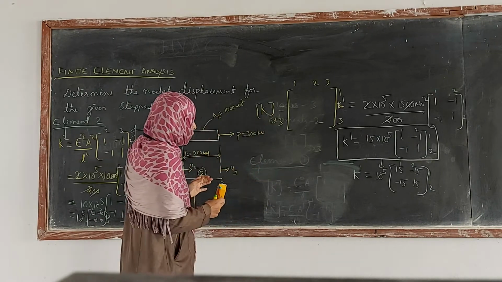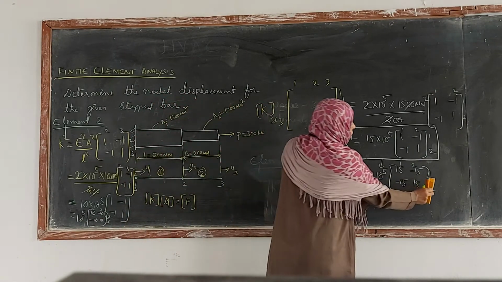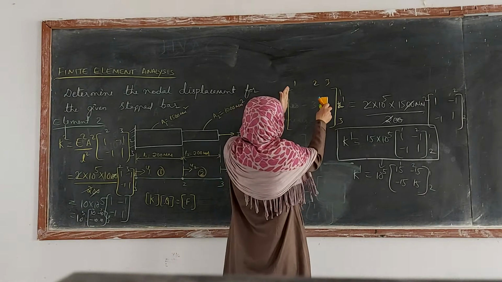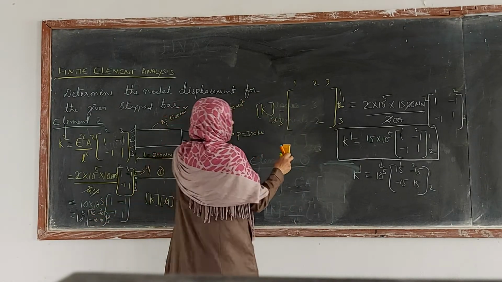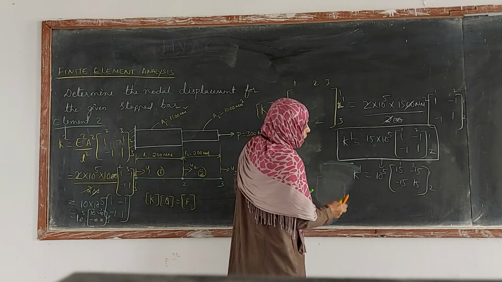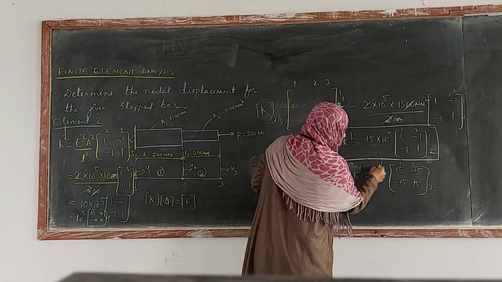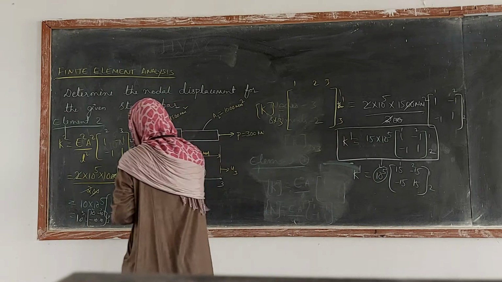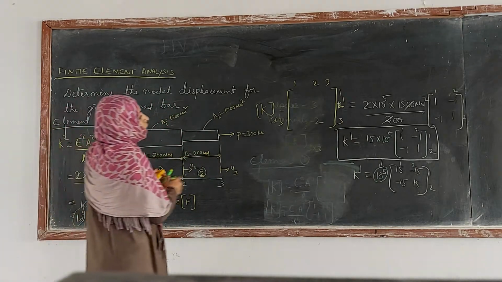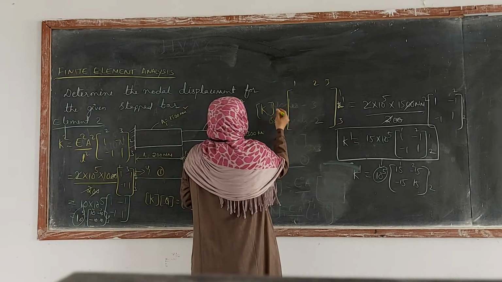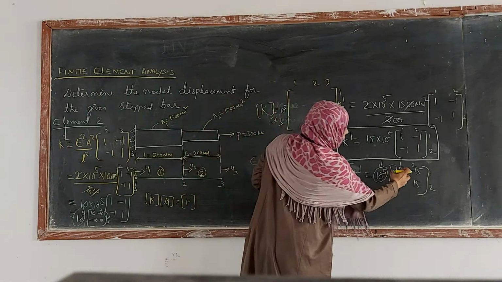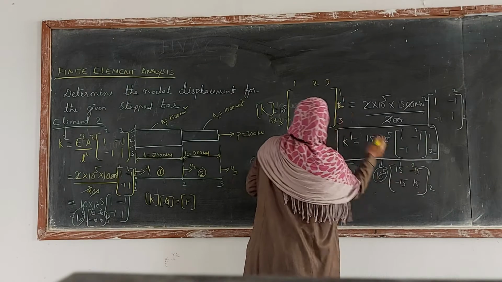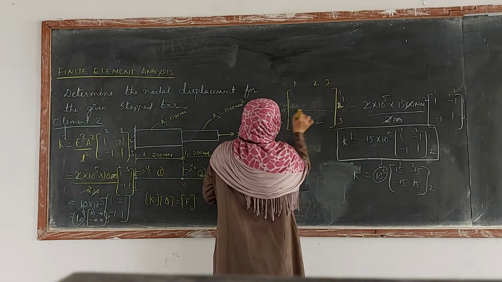First, we will take element 1 and substitute over that, then we will take element 2 and substitute over it. If you see here, this 10 to the power of 5 is common here and here. So we can take this 10 to the power of 5 common outside. First of all, we can just take it like this.